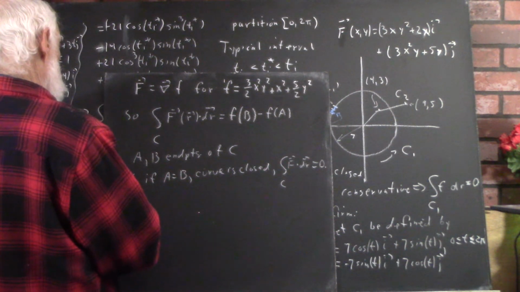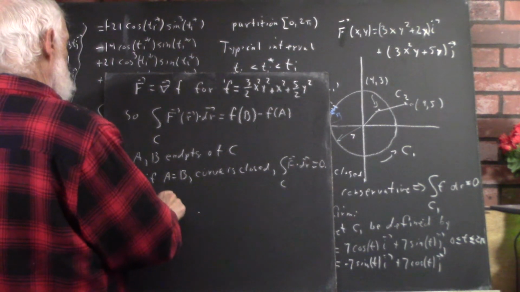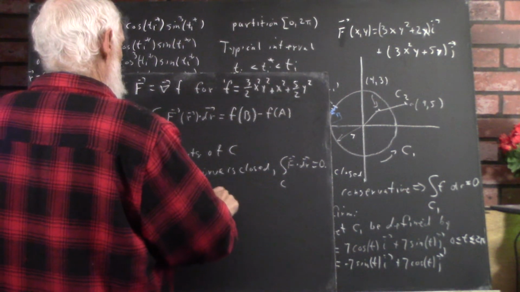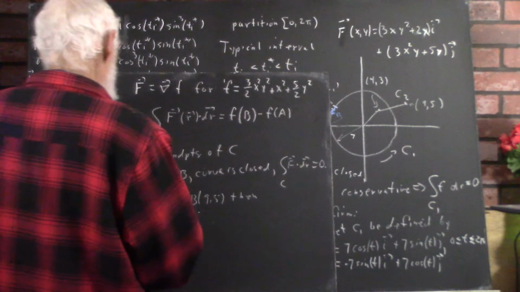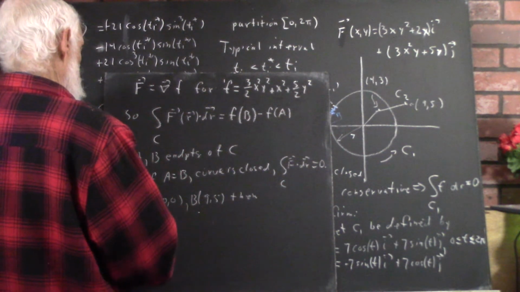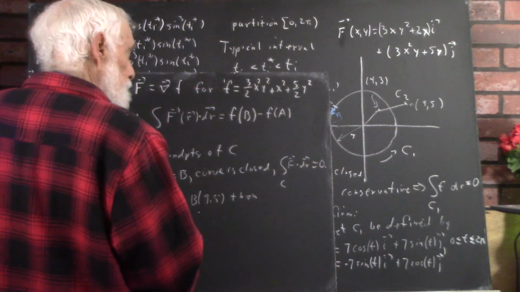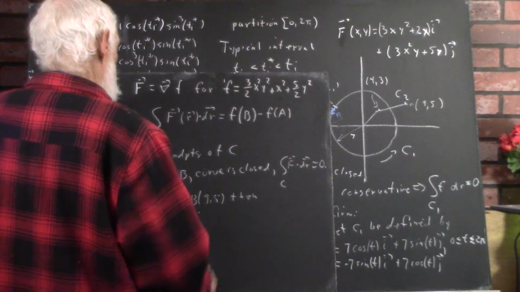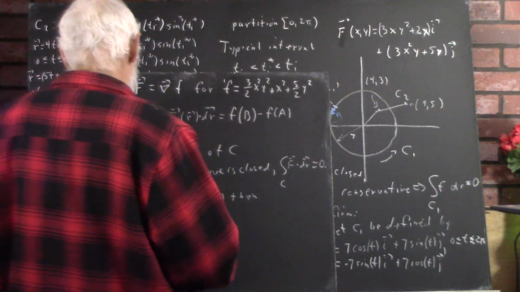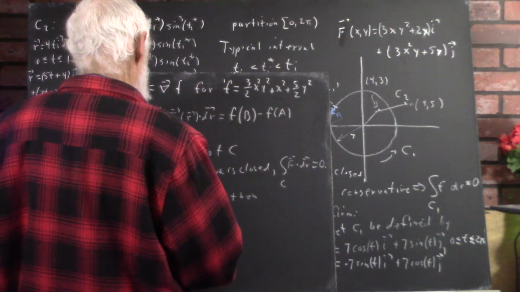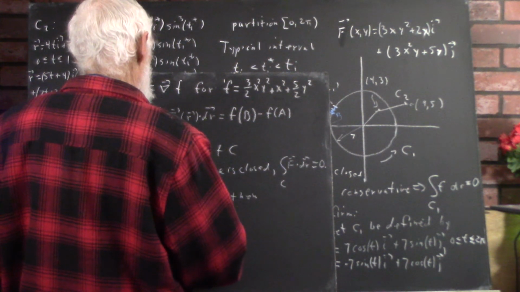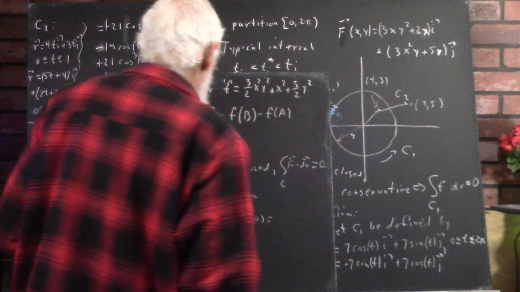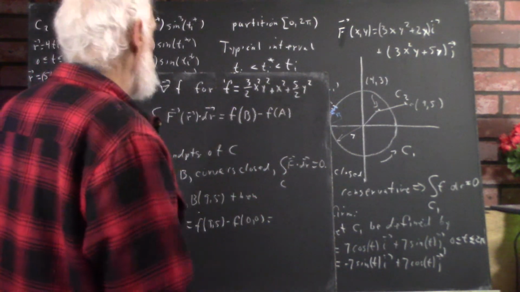Okay, if A equals the origin and B equals the point 9,5, then the integral over the curve has to be little f of 9,5 minus little f of 0,0. And little f of 9,5, now I've got to do some arithmetic, it's going to be fun.